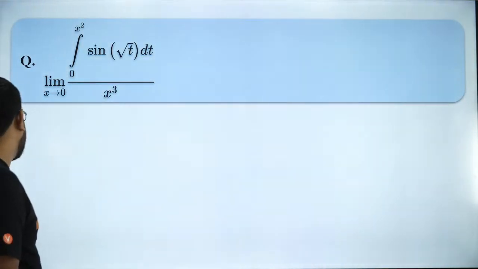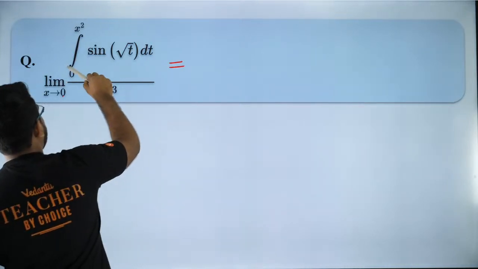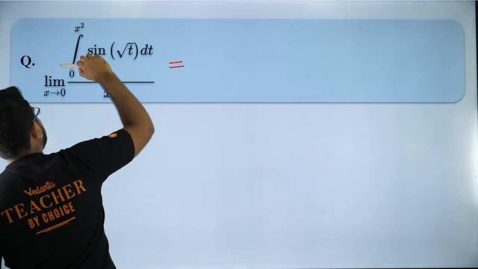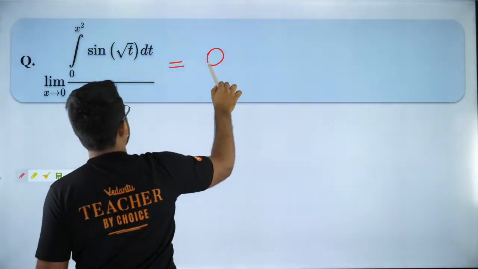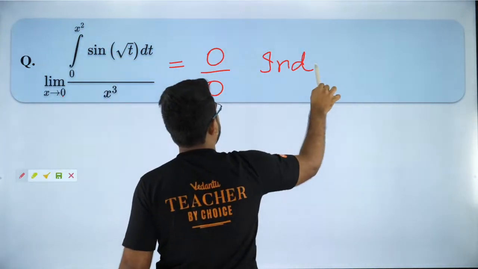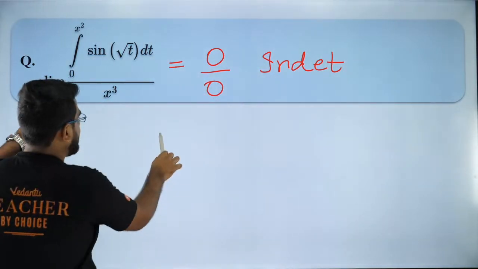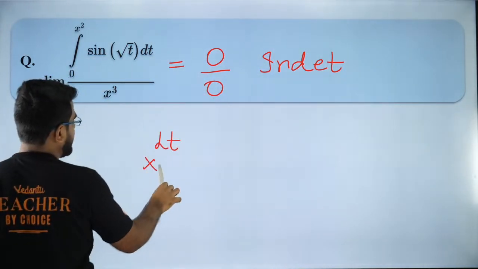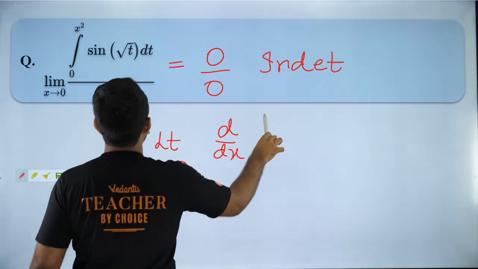You have to use Newton-Leibniz formula because if I put 0 directly, I'll get integral 0 to 0. Whenever you have definite integral from the same limit to the same limit, the value is 0. So here also 0. So it is indeterminate. So can I apply Newton-Leibniz formula or L'Hopital method? What does L'Hopital method say? L'Hopital method says you have to differentiate your numerator and you have to differentiate your denominator.